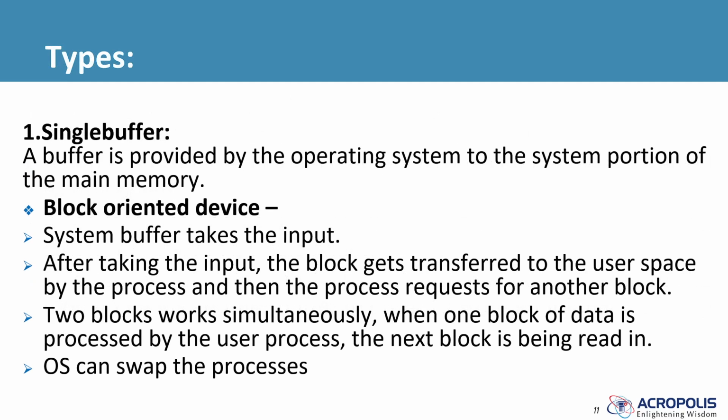What are the types of buffer? First one is single buffer. A buffer is provided by the operating system to the system portion of the main memory. It has a block-oriented device. On block-oriented devices, the system buffer takes the input. After taking the input, the block gets transferred to the user space by the process, and then the process requests another block. OS can swap the processes.